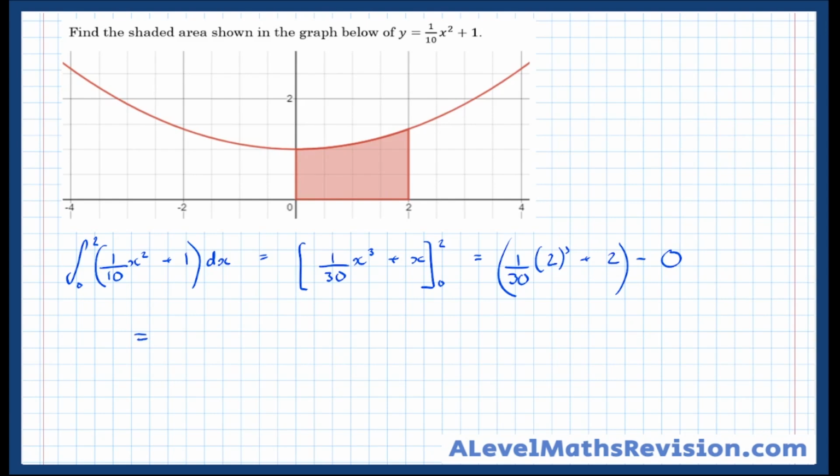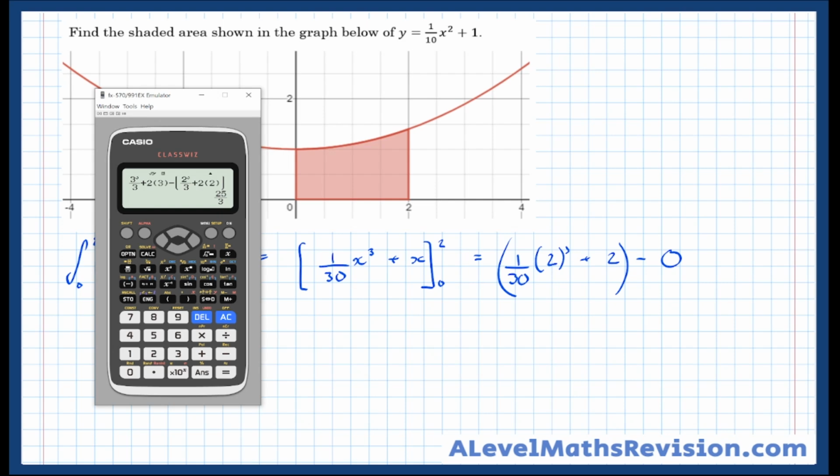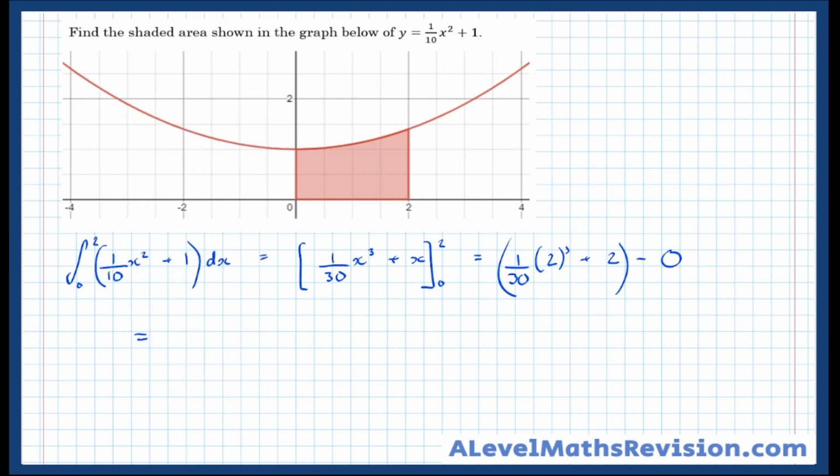So that's equal to 1/30th of 2 cubed plus 2, which is 34/15ths. That's the area between the two limits and under the curve.